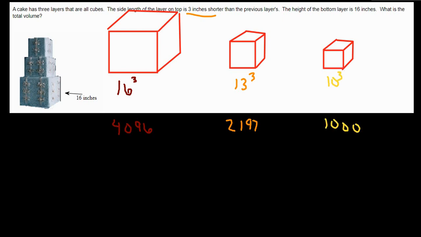So now we just add these numbers up, and we're going to come up with 7287 inches to the third. So that's how much cake there is. So if you need more time, go ahead and pause it.